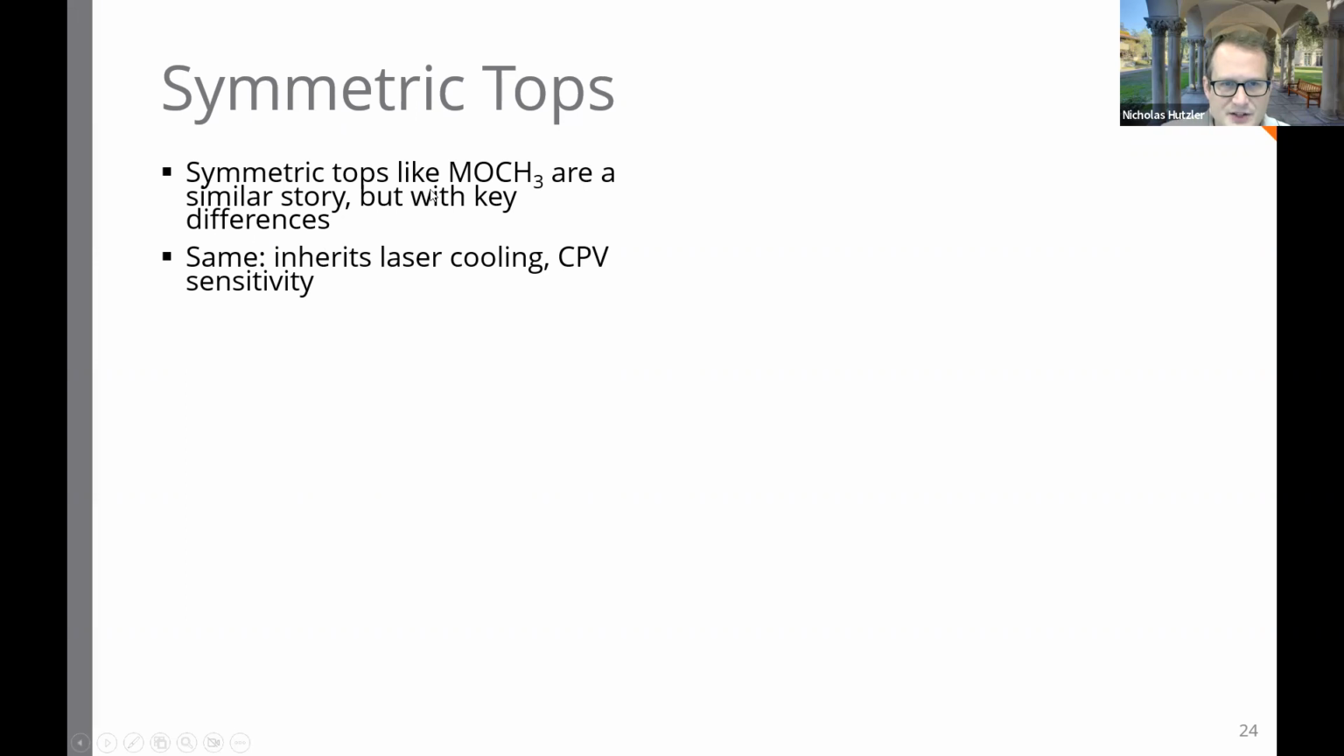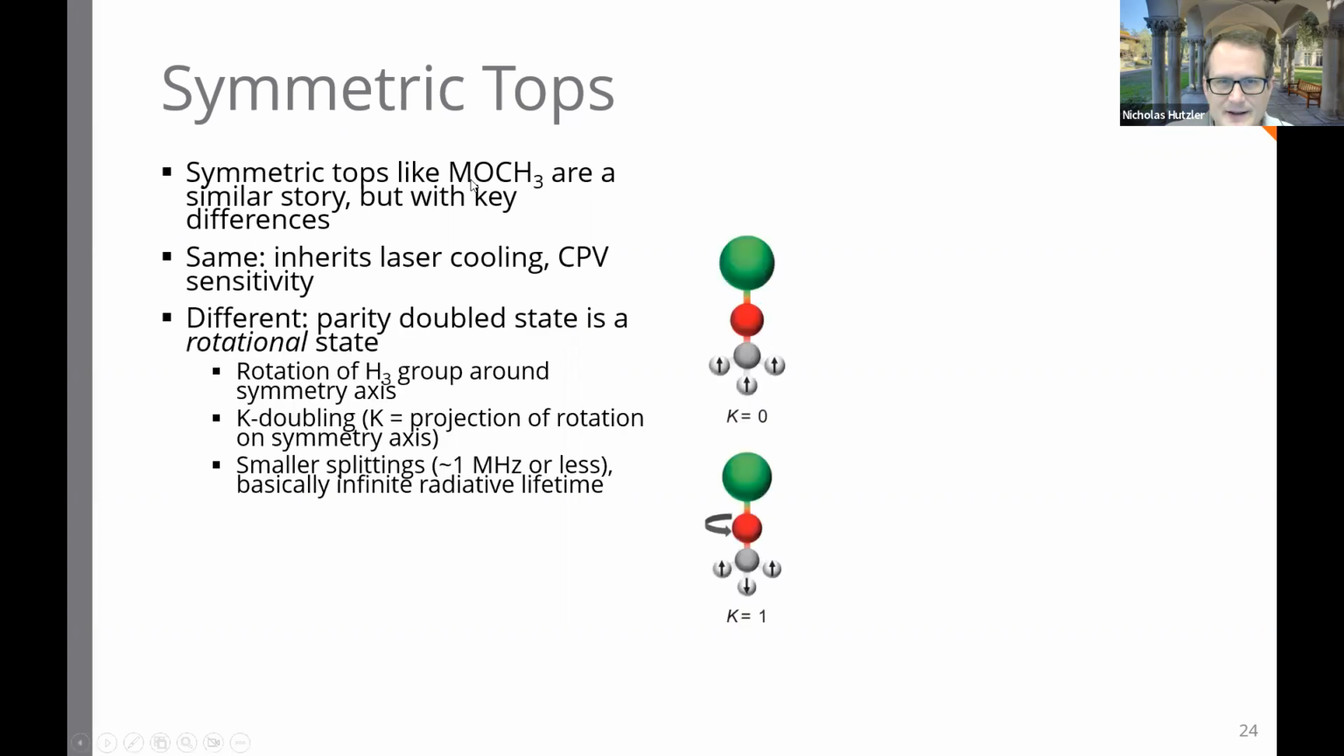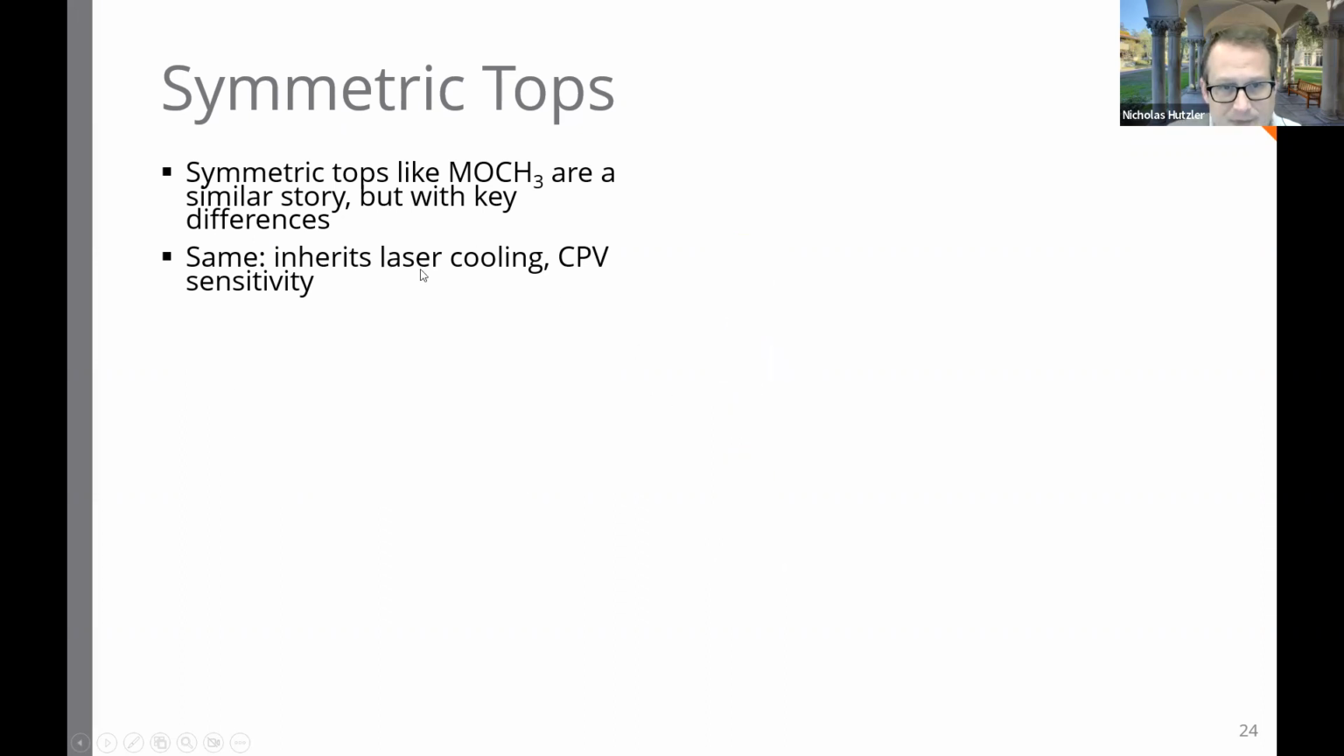One is symmetric tops. A symmetric top molecule is something like a metal OCH3. I probably should have had this graphic come up first. A lot of the story is very similar. For example, if the metal is something like calcium or strontium, it inherits the laser coolability. If it's something heavier, like barium or radium or terbium, it inherits the fundamental symmetry violation, exactly the same as the OH or the fluoride molecule.